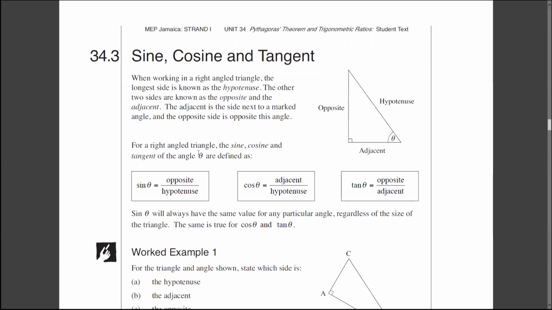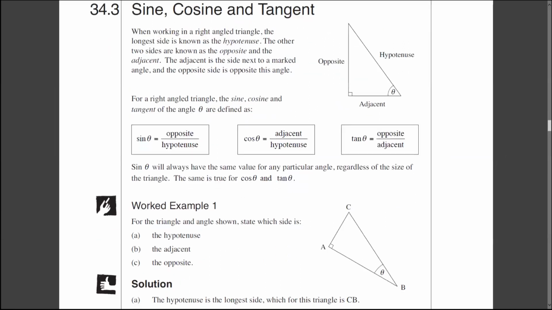For a right angle triangle, the sine, cosine, and tangent of the angle theta are defined as follows. Sine theta is opposite over hypotenuse. Cos theta is adjacent over hypotenuse, and tan theta is the opposite side over the adjacent side. Sine theta would also have the same value for any particular angle, regardless of the size of the triangle. The same is true for cos theta and tan theta.